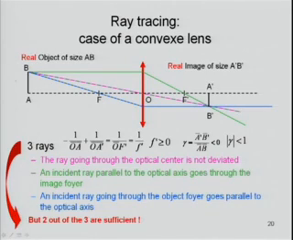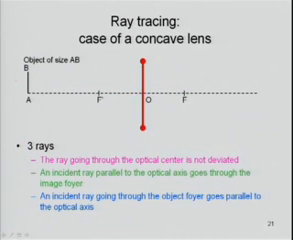And 2 out of the 3 rays were sufficient. In the case of a concave lens, same thing, 3 rays, the same rays, and the only difference is now that the image focal plane is on the, I'm sorry, okay.